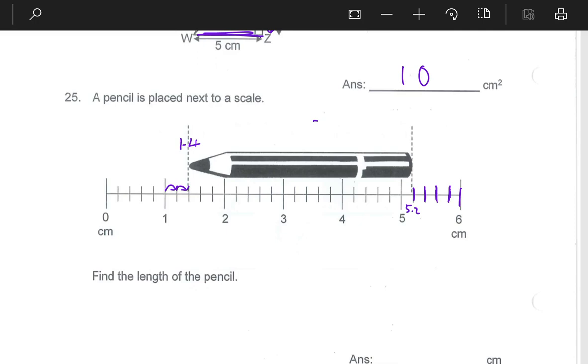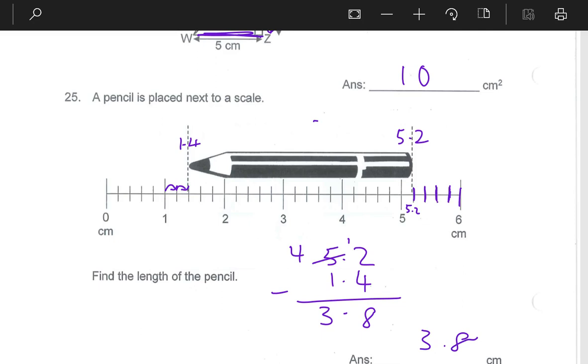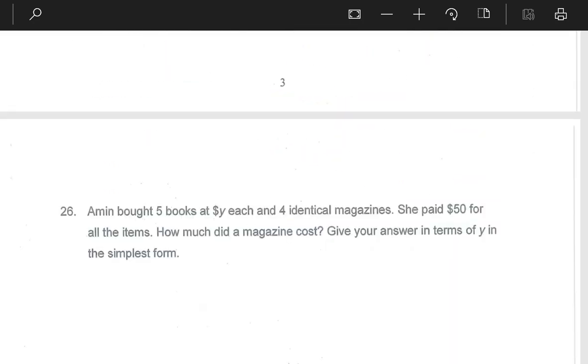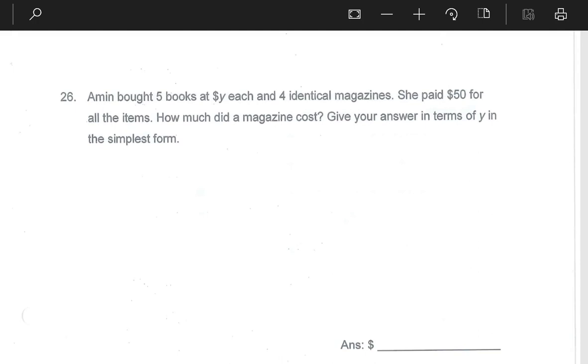What about here? 5, and then it jumps to 5.2. Now, 5.2 minus 1.4. Let's find out. 12 minus 4 is 8, and you get the answer, 3.8 cm. Okay, so that's for question 25. We're going to move on to question 26.